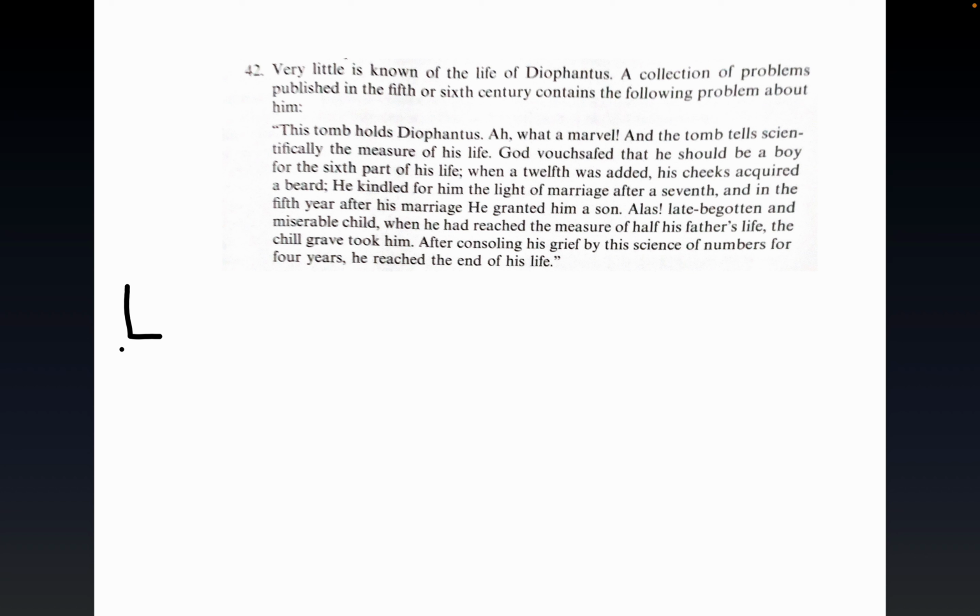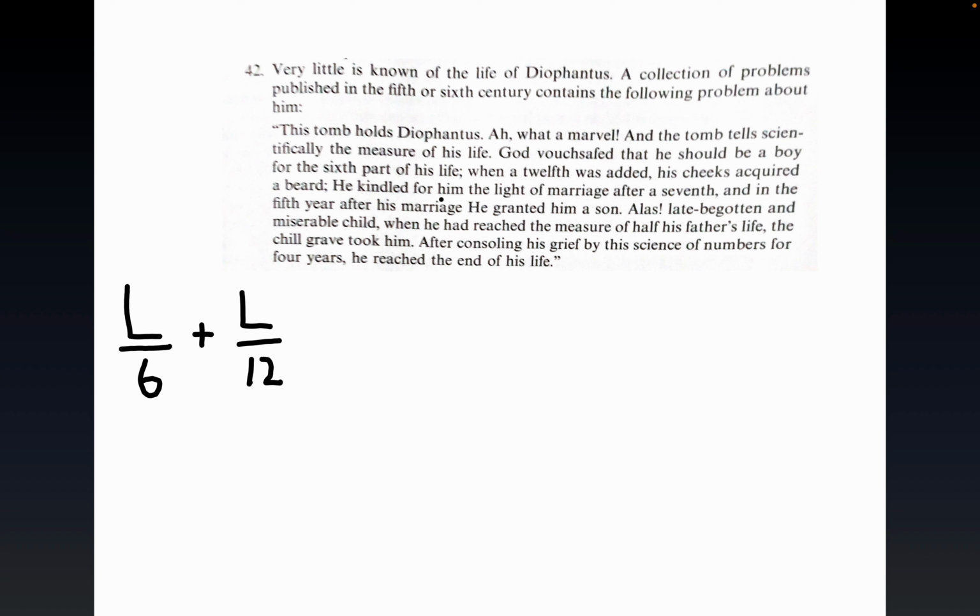With L as his lifespan, that would be L over 6, right? So he's a boy for 1/6 of his life, right? That's this part right here. Now, when a 12th was added, he apparently reached puberty, it appears right here. So let's add plus L over 12, right? Okay. So here he was a boy for 1/6 of his life. He reached puberty 1/12 of his life later. Okay.